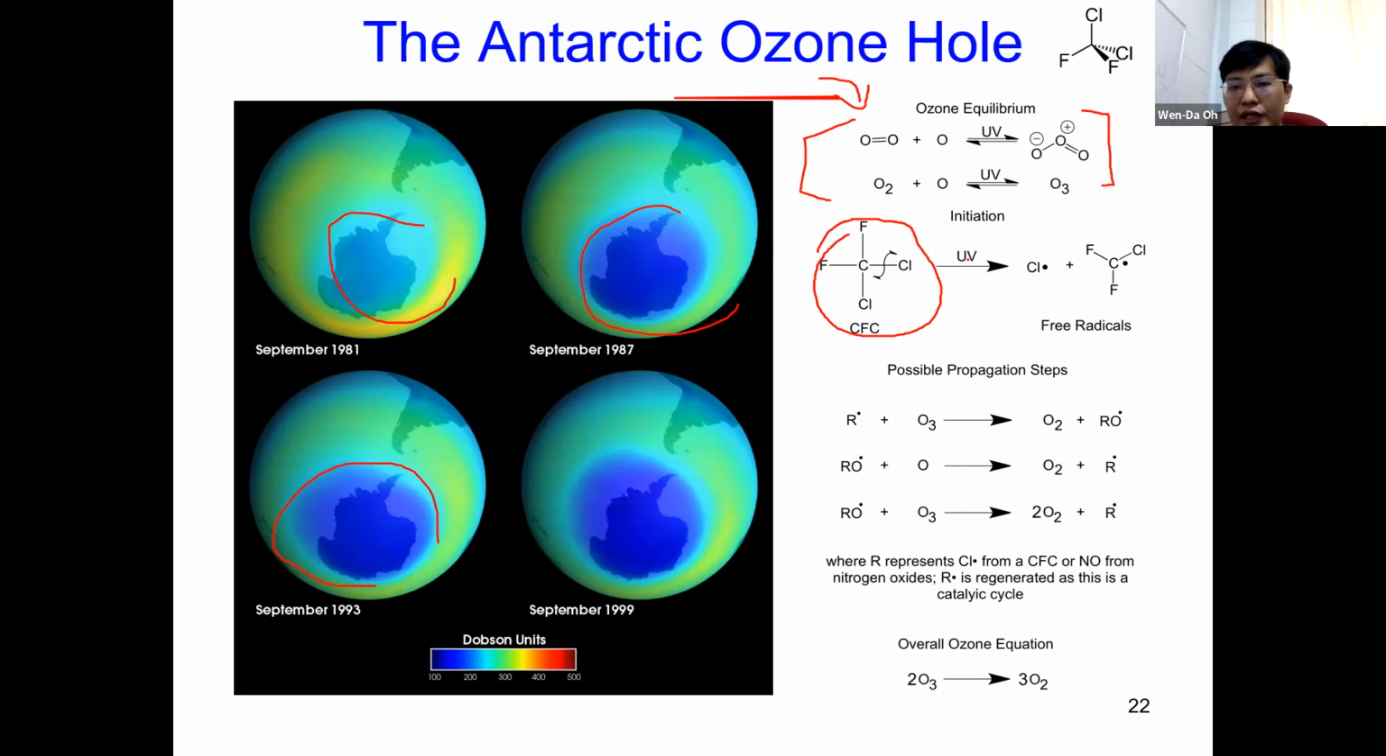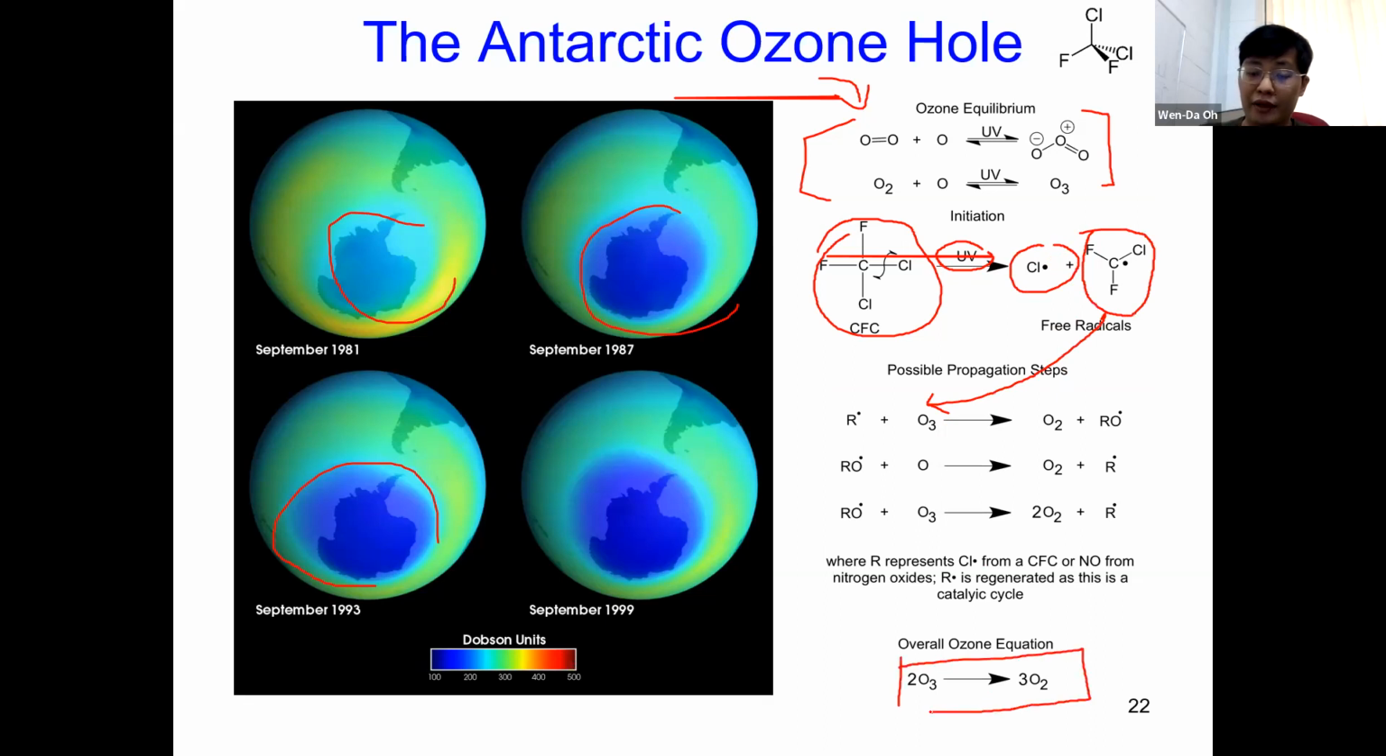This CFC can be initiated by UV. So this is a photochemical reaction, and then it causes the chlorine radical to be formed. And these chlorine radicals, aside from this, you can also have other radicals. These radicals can attack, and then cause the overall reaction to become ozone transformed to oxygen. So over time, the reaction will cause oxygen to increase but ozone to decrease, which is a lot less desirable because ozone is needed to filter off all those UV radiation.